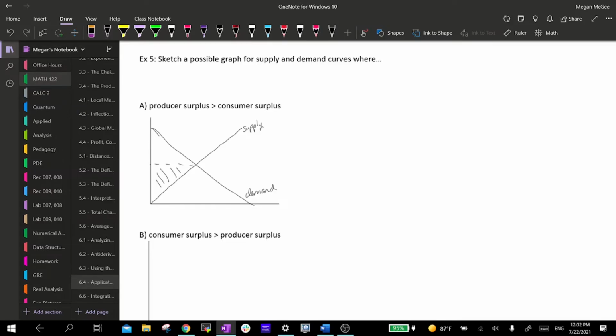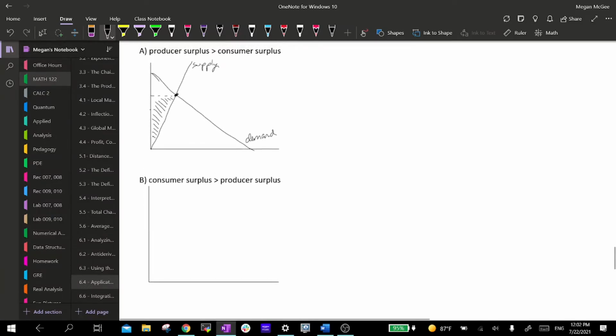So we want to make that bigger than the area above our horizontal line. All right? So I'm going to take our supply function and draw it much steeper, something like this. This is now our supply function. So our horizontal line over to our equilibrium point is all the way up here. Therefore, our producer surplus is a much larger area than our consumer surplus.